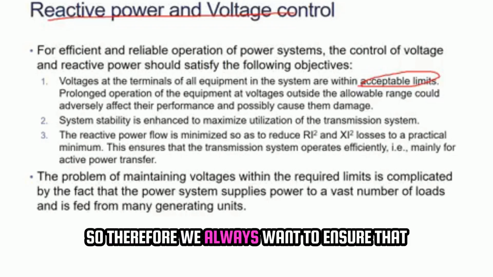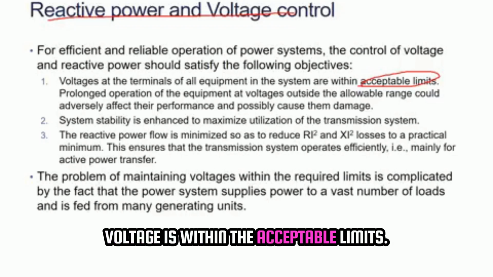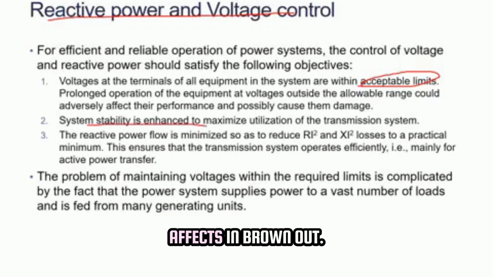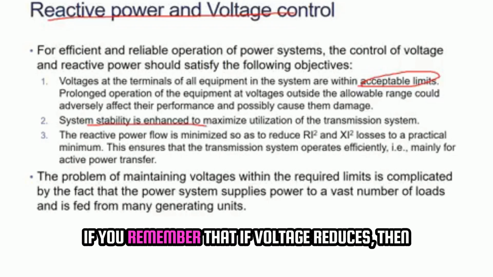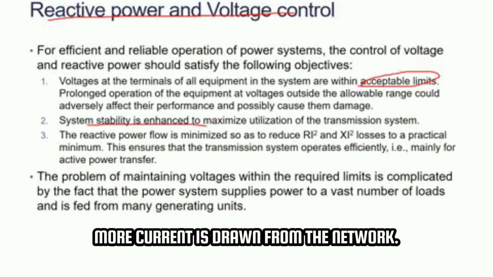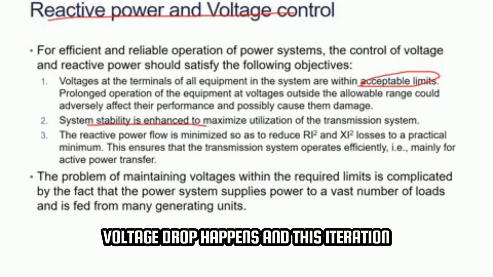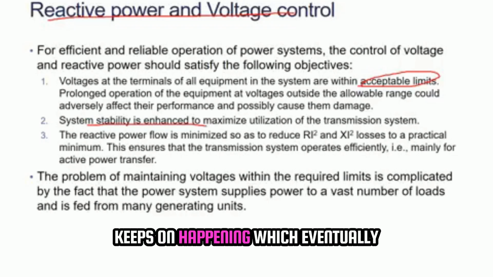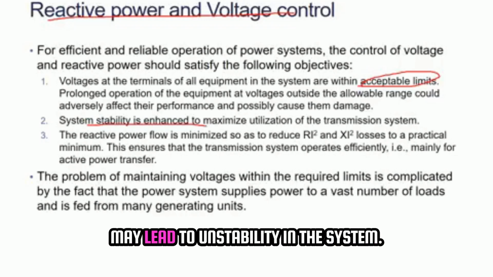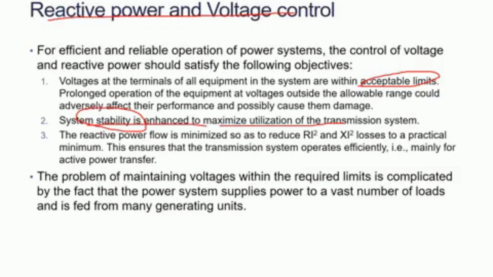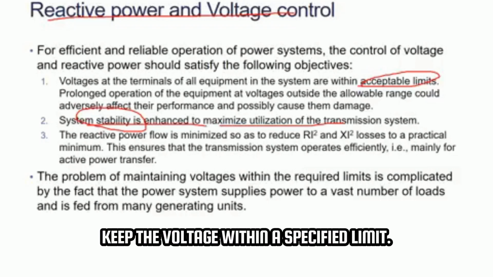So therefore we always want to ensure that voltage is within the acceptable limits. We also discussed that voltage affects brownout. If you remember, if voltage reduces, then more current is drawn from the network, and as you draw more current, further voltage drop happens, and this iteration keeps on happening, which eventually may lead to instability in the system. So therefore system stability is enhanced when you keep the voltage within a specified limit.